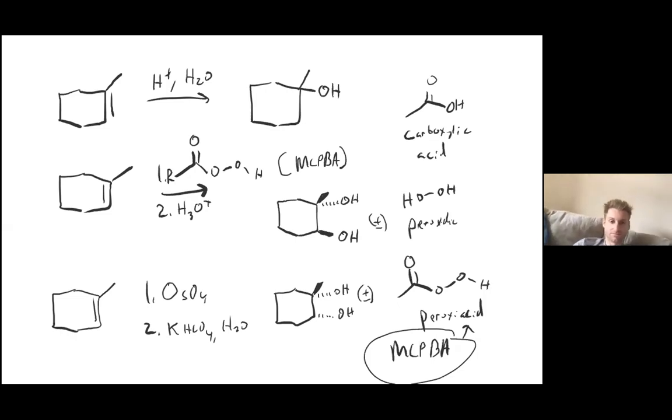So our 3 different alcohol reactions: H plus H2O gives us a single oxidation to an alcohol. This peroxy acid plus H3O plus will give us anti. And then osmium tetraoxide and a reducing agent will give us syn. So let's talk about this anti-addition.